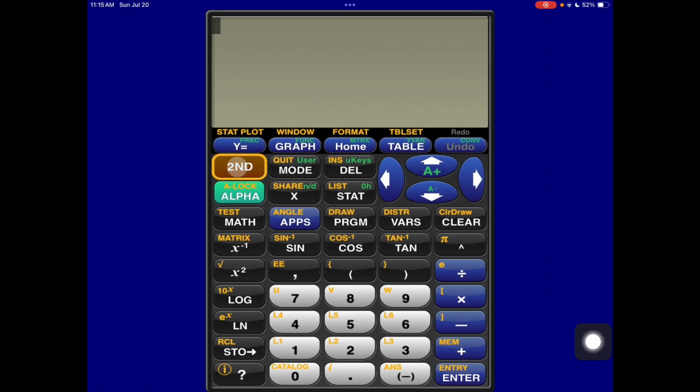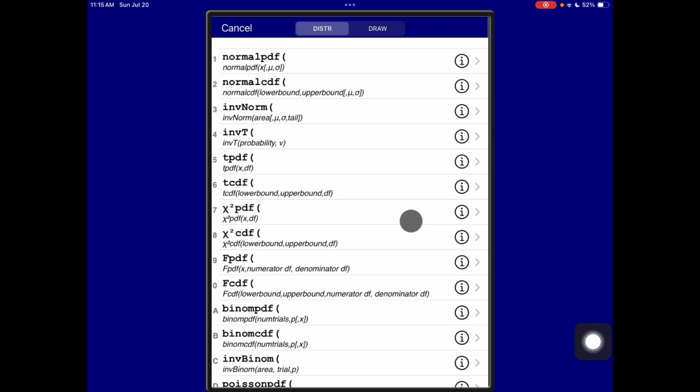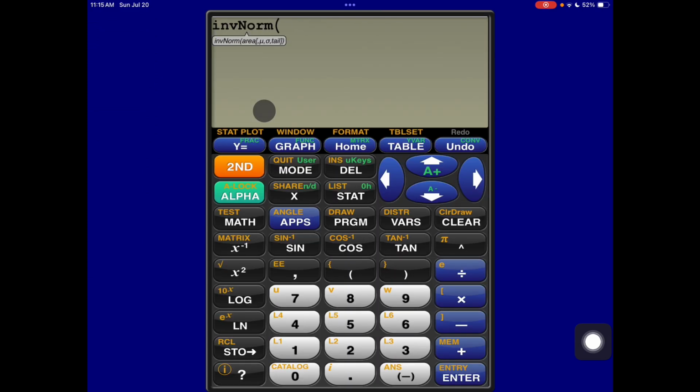On the graphing calculator, we need to go to second vars, go to inverse norm, and from here we need to type in the area to the left. For Z1, the area to the left is 0.025, comma, the mean, which is 0, comma, standard deviation, which is 1. Close your parentheses and select enter. Again, mean is 0, standard deviation is 1 because this is a standard normal distribution.